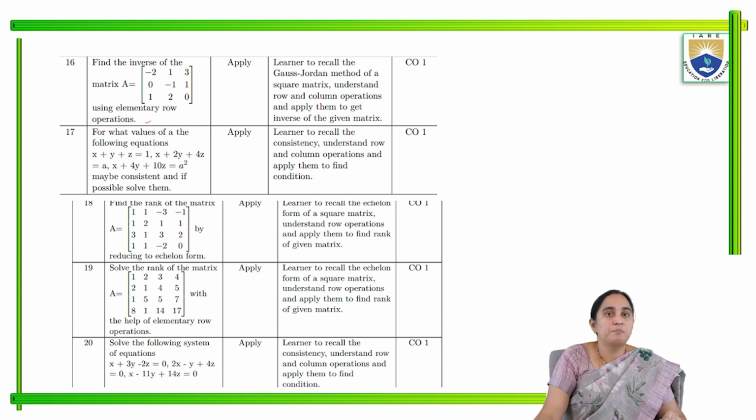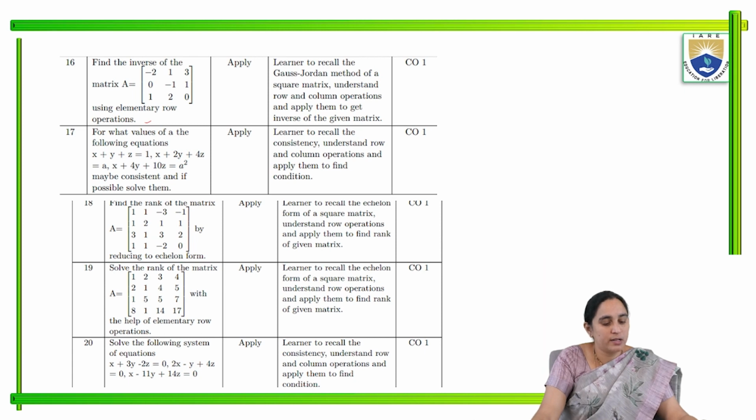So here we can apply the echelon form for the 19th question. Reduce the matrix to echelon form with respect to only the row operations. For that we get directly the number of non-zero rows, that is the rank of the matrix.